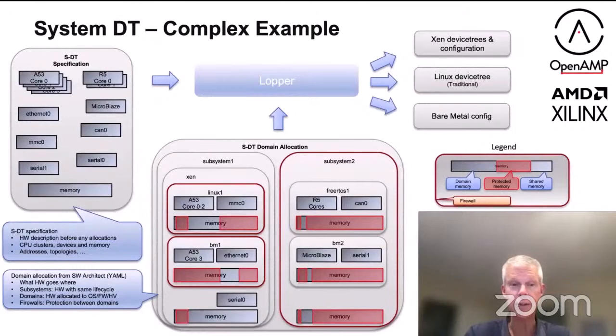It's a Xen hypervisor domain with 2 guests, Linux 1 and bare metal 1. We have some cores in that, so 3 cores for Linux, 1 for the bare metal. We have some devices in it, and then some memory, and some memory is shared. And then we have another subsystem with FreeRTOS on a couple of R5 cores, and we have a bare metal partition on the MicroBlaze. So again, this is just showing how sophisticated it can become when you have these modern SoCs that have lots of different execution areas.